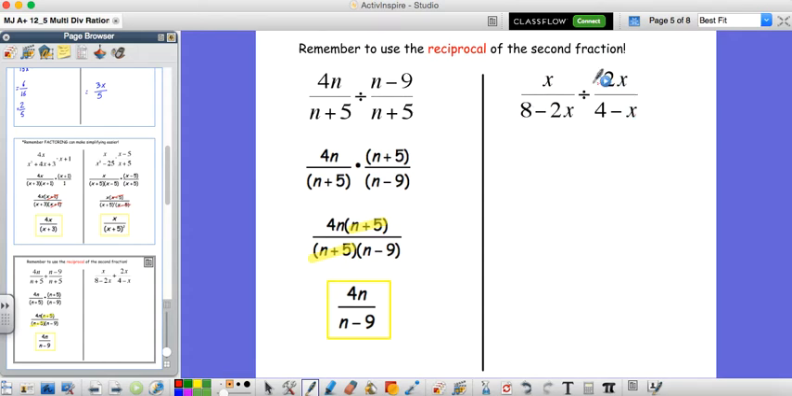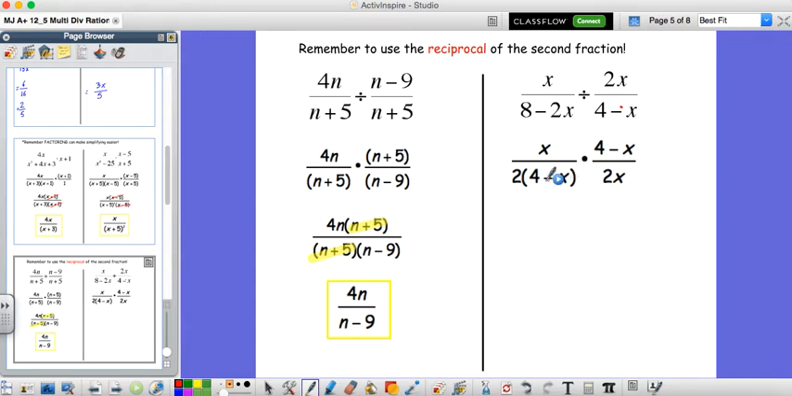Feel free to pause the video now and try this next one on your own. X over 8 minus 2x divided by 2x over 4 minus x. Okay, so we're going to keep, change, flip. Keep this the same, change this to multiply, and then take the reciprocal here.